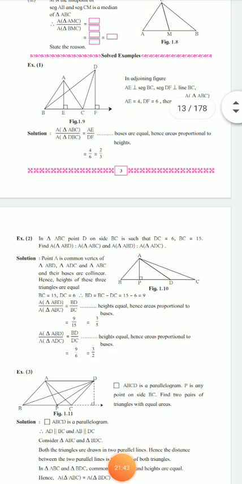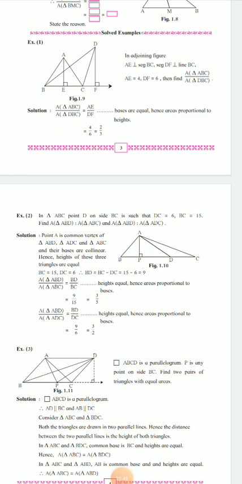So in the second problem, in triangle ABC, point D is on side BC. If you observe here, the point D is on the line or side BC, and the point D is such that the distance DC is given as 6 units and BC is given as 15 units. We have to find the ratio of the area of triangle ABD to the area of triangle ABC. As well, we have to find one more ratio, that is the area of triangle ABD to the area of triangle ADC.